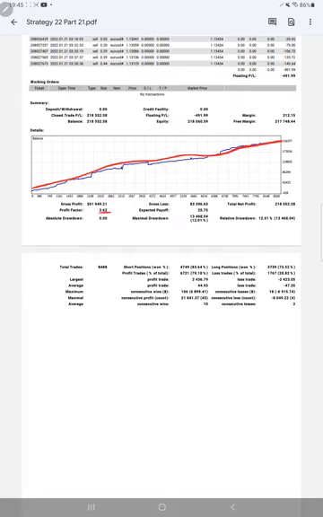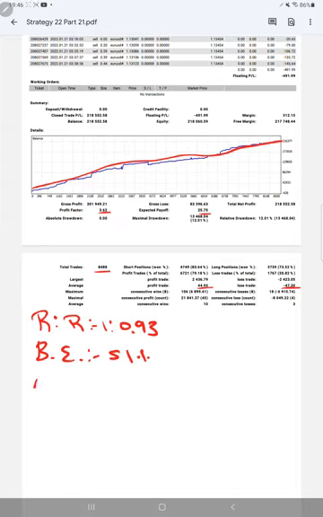Profit factor is 3.62. Total number of trades are 8488. Expected payoff is 25.75. Average profit and loss is 44 and 47, which means the risk reward ratio will be 1:0.93. The break even point as per the risk reward ratio is 51%.